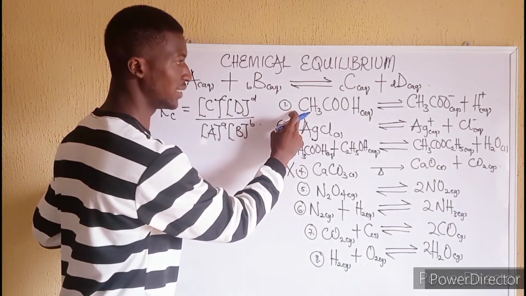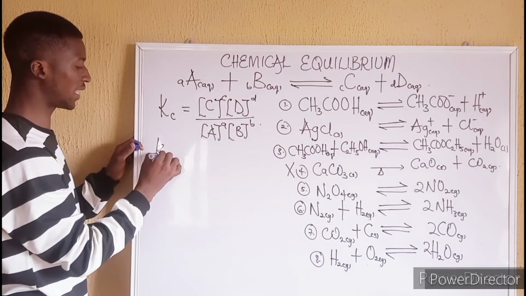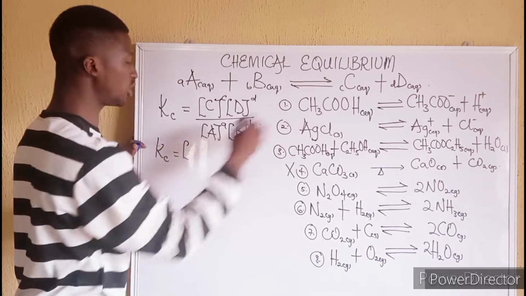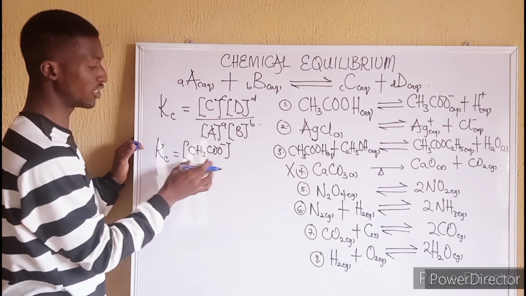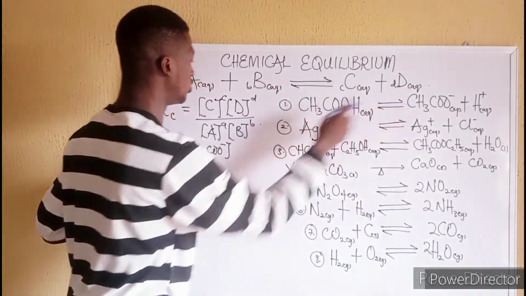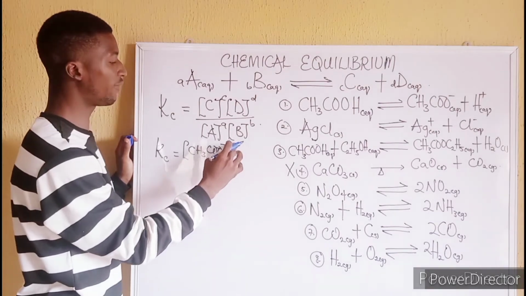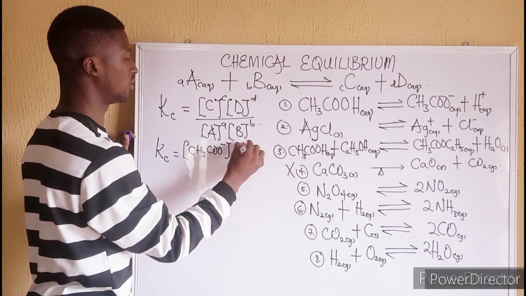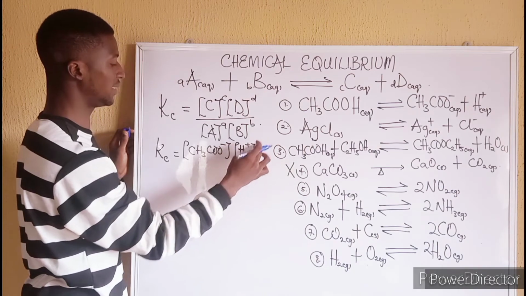Looking carefully at equation 1, you realize that it exists in aqueous form. So therefore, to get the equilibrium constant, we have it expressed as that of the product. So that is the concentration of CH3COO minus, the concentration to the power of its mole. But the mole here is an invisible one, so we don't need to write this. The other component of product is hydrogen ion. So here, the number of mole is also 1, so it is invisible. We are not writing this.